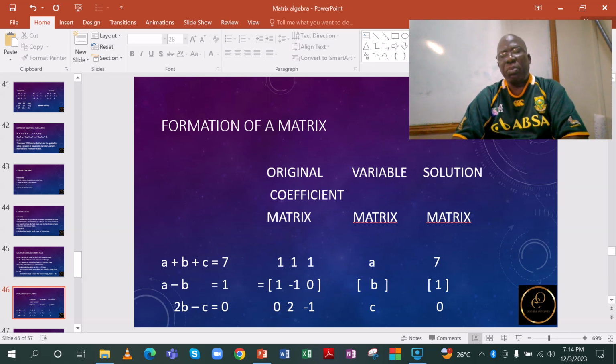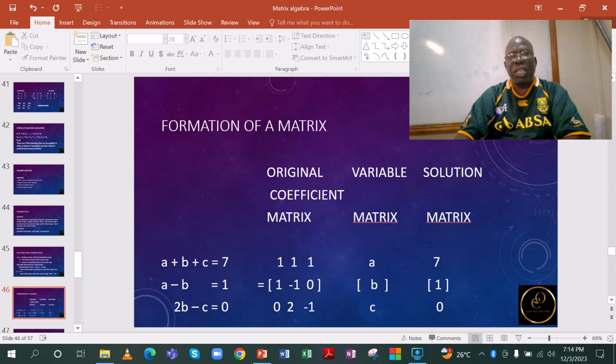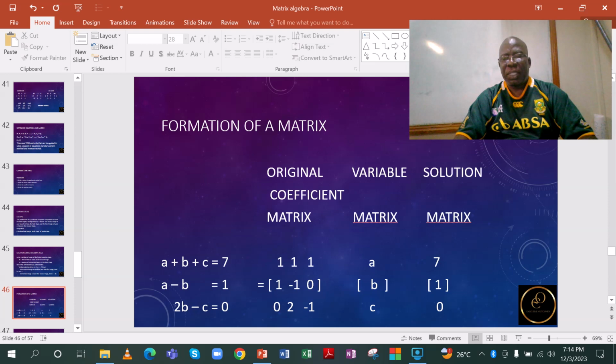Then for the variable matrix, we have 3 variables, A, B, C. Those are the unknowns. The solution is a matrix of 7, 1, 0. That is the solution matrix. So we have the coefficient matrix, variable matrix, and solution matrix. Then we are ready to proceed.